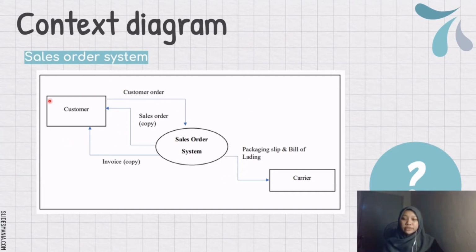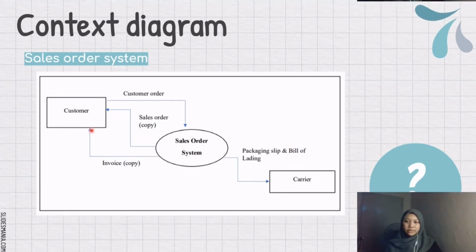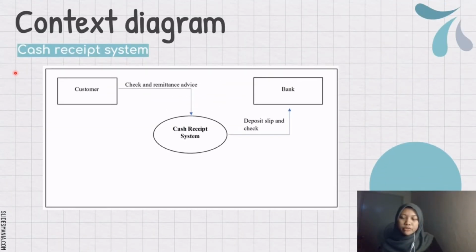So here, first the customer will place an order. The sales order system will receive the customer order and then it will check the credit of the customer. After the credit is approved and the sales order is approved, the system will release the sales order copy and send it to the customer to notify them. Then after that, the system will prepare packaging slips and BOL and send them together with the goods to the carriers, and then it will prepare or release an invoice copy and send it to the customer as a bill.